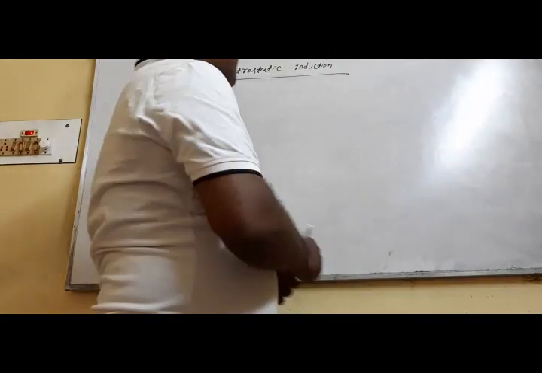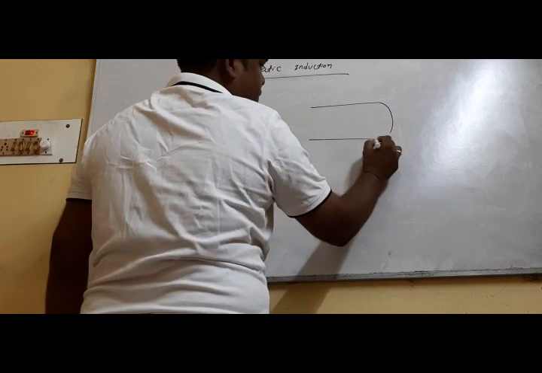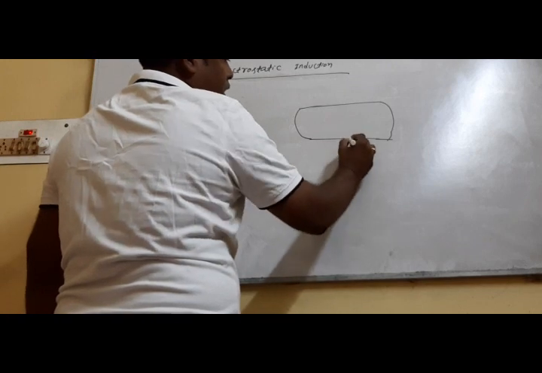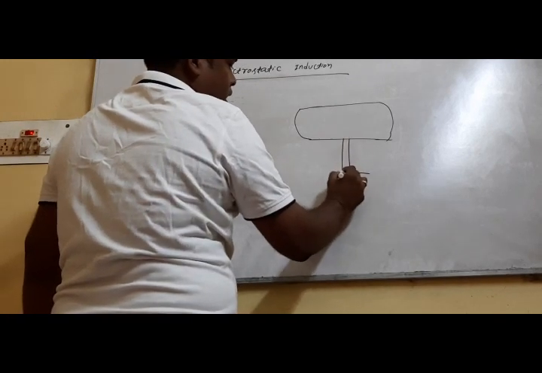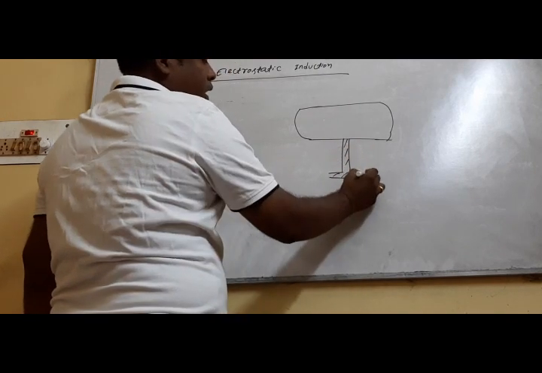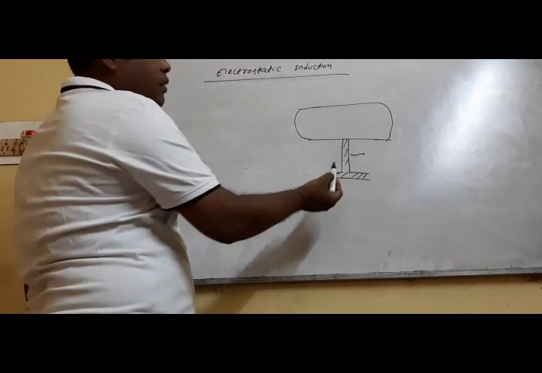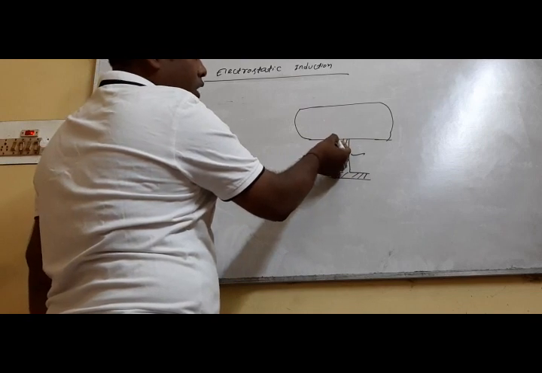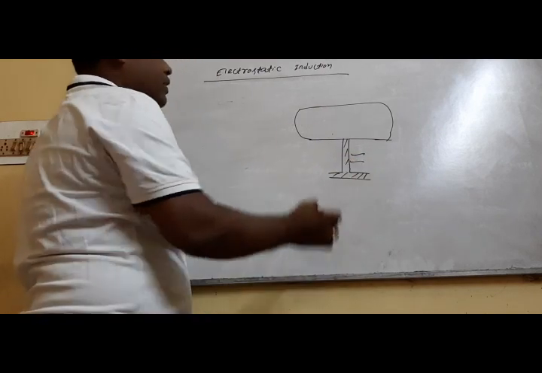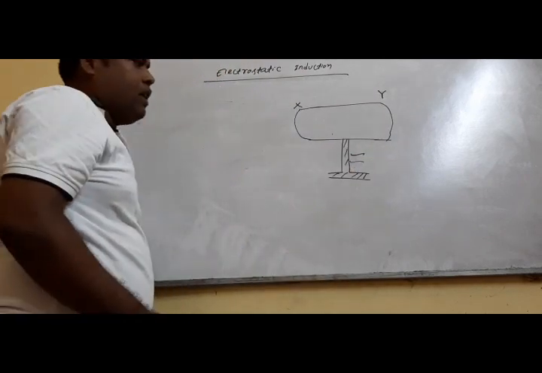So let us take a conductor. Suppose this conductor is placed on an insulating stand. Why do we have to take an insulating stand? Because the charge developed on the conductor will not go to the earth, since it is an insulator. This is the X end of the conductor. This is the Y end of the conductor.